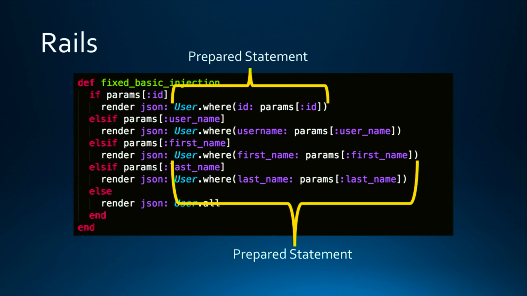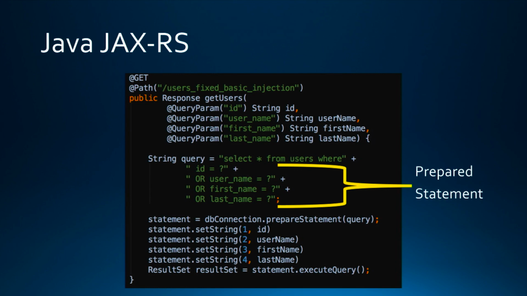So in Rails, for instance, it's a matter of just using prepared statements, is what they're called. But it's just a matter of using the API correctly, reading the documentation, and making sure you do it. The same thing applies for Java if you're using JAX-RS. There's lots of libraries out there for this stuff, so I'm not going to go into details on all the libraries because that would just take forever.